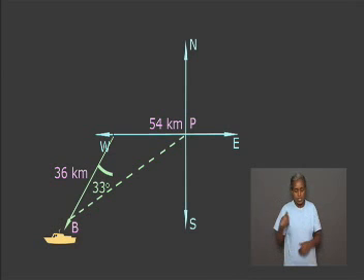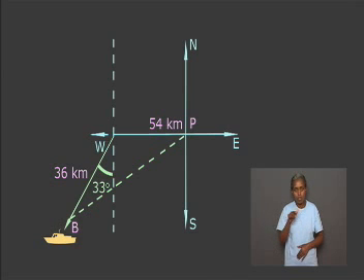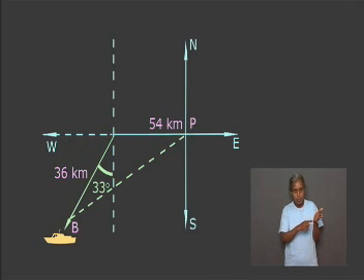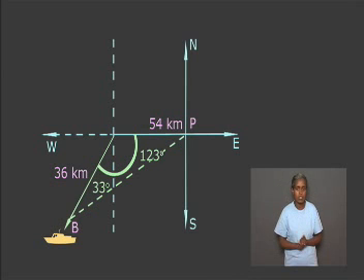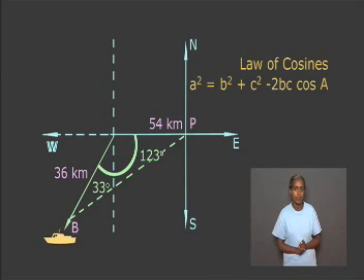First, we determine the measure of the angle between our two known line lengths by drawing a north-south line that is perpendicular to the east-west line. This gives us a 90-degree angle, which we can add to our bearing of 33 degrees to get 123 degrees. Now that we have the length of two lines and the measure of their interior angle, we can use the law of cosines.